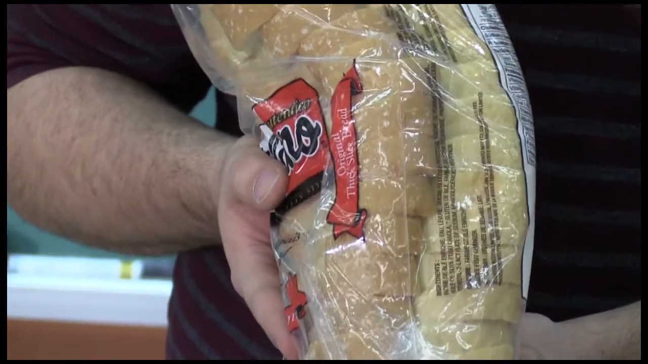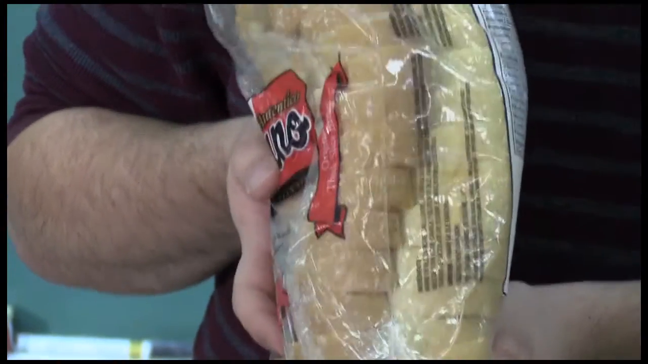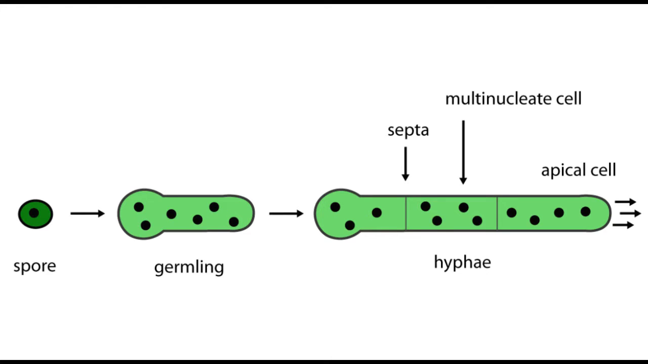There are 2 growth forms of fungi. Unicellular, which is yeast, which makes this bread that I bought, or multicellular filamentous forms known as mycelia. Mycelium are made up of filaments, and filaments are made up of hyphae. These hyphae are separated by septa.